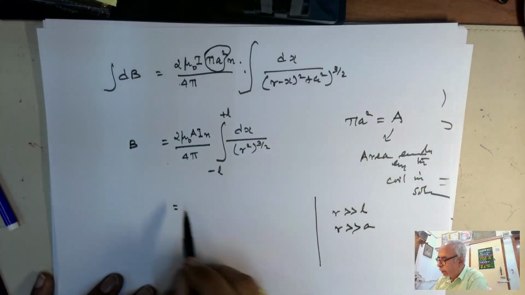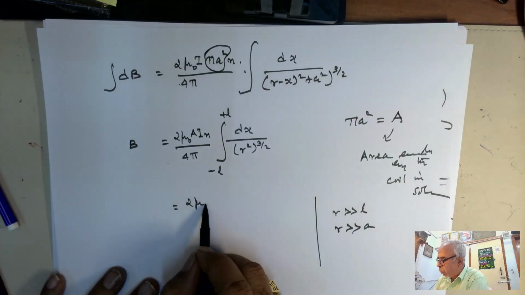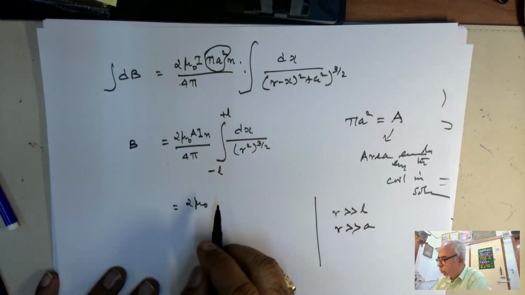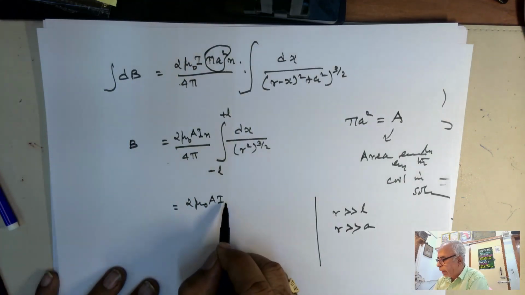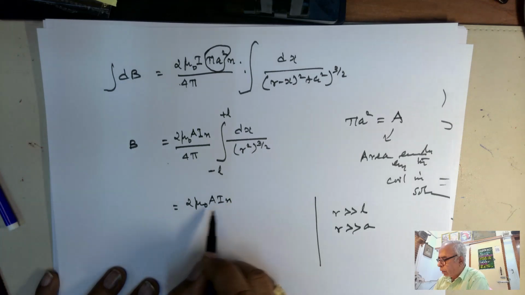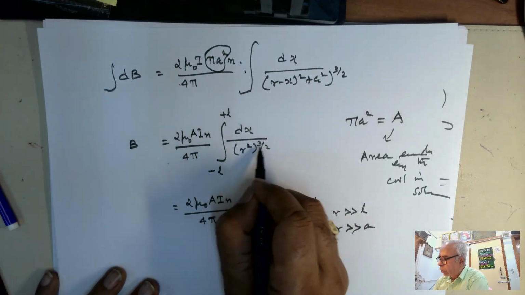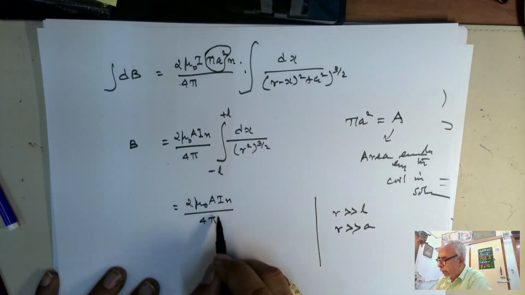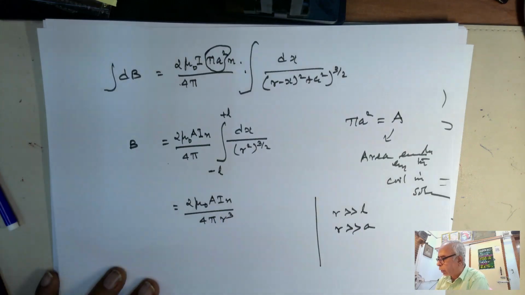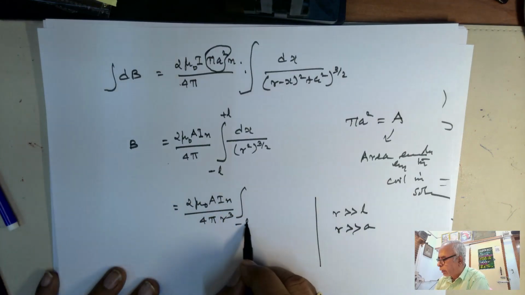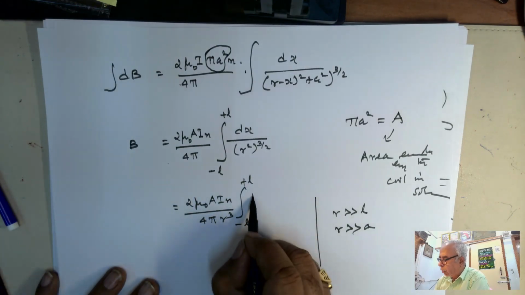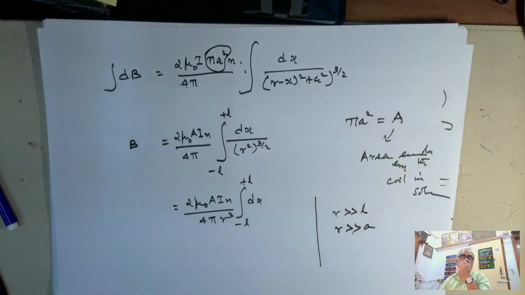Do it carefully. So 2 mu naught, don't strike out anything now. AIN divided by 4 pi into, this is R cube. Is it not square cancel? R cube. You can take outside the bracket integral R cube. Now it becomes minus L plus L of dA. Take down.